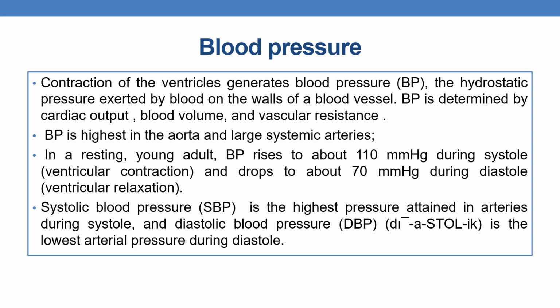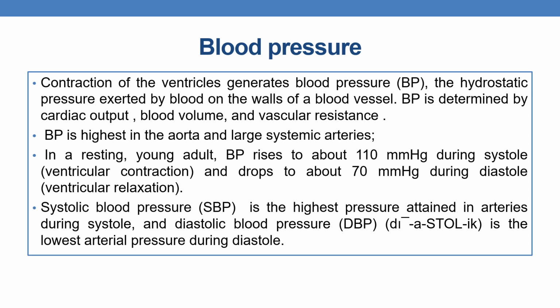Now let us briefly discuss blood pressure. The contraction of the ventricles generates the blood pressure. What is blood pressure? It is the hydrostatic pressure exerted by blood on the walls of a blood vessel. Blood pressure is determined by cardiac output, blood volume and vascular resistance. And BP is usually highest in the aorta and large systemic arteries.